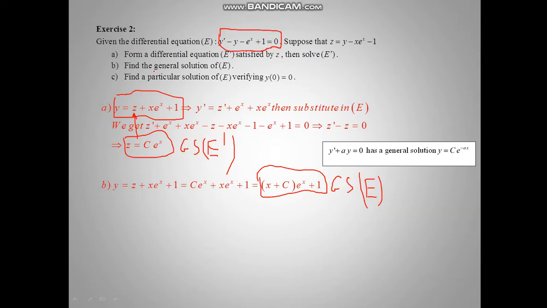Okay, now we are asked to find a particular solution verifying y of 0 equals 0. This one is x and this one is the value of y. Okay, so we put y of 0 equals 0.